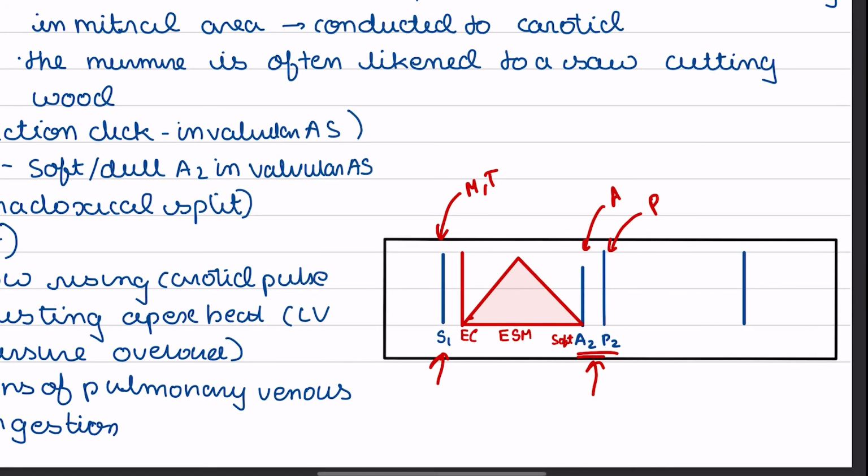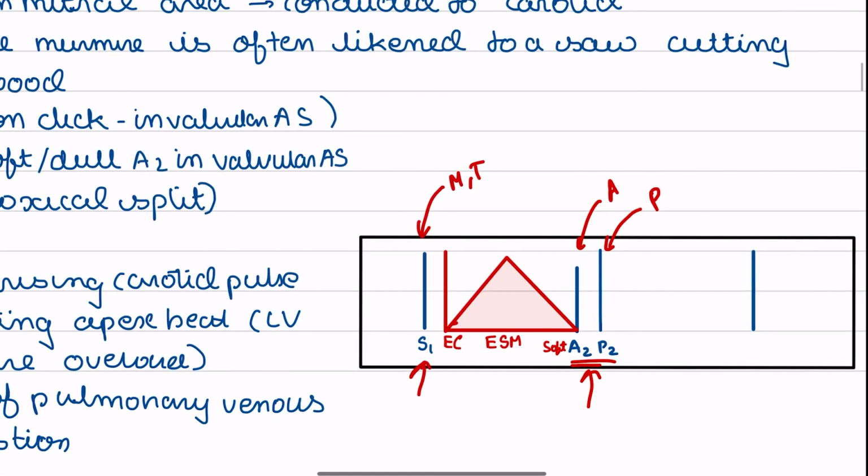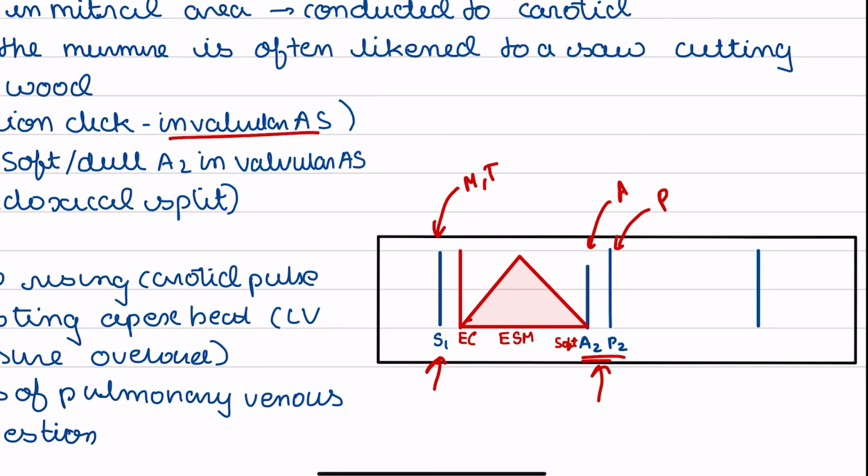So what are the findings on auscultation? There may be an ejection click. An ejection click is not always heard in aortic stenosis. It's usually heard in valvular aortic stenosis, that is, as I said before, in fibrosis or a calcified valve due to a bivalved aortic valve. So an ejection click may occur due to the opening of the aortic valve. So this marks the opening of the aortic valve. There may be an ejection click.